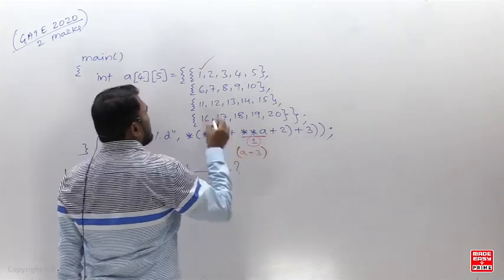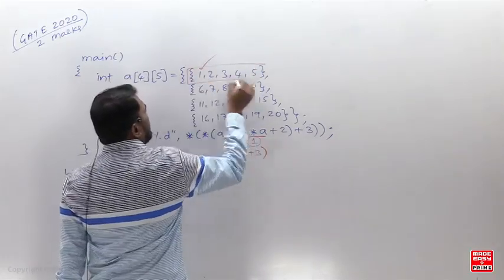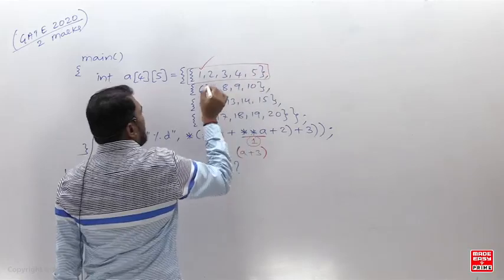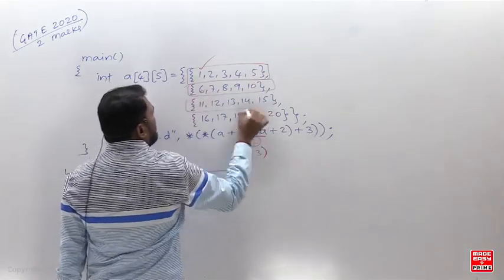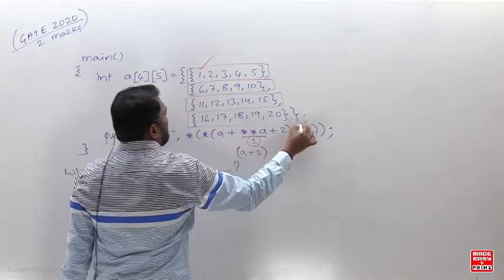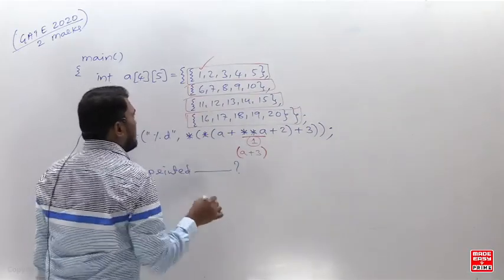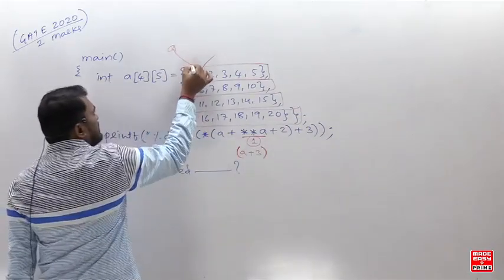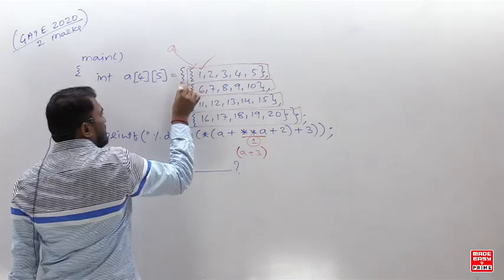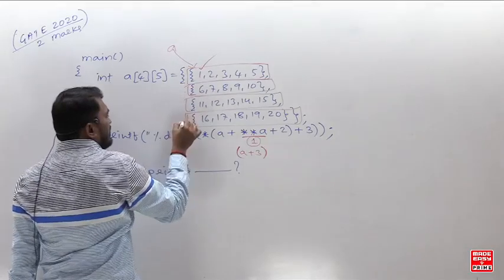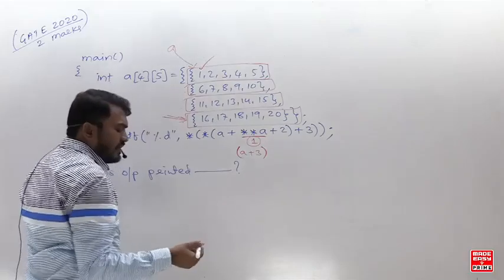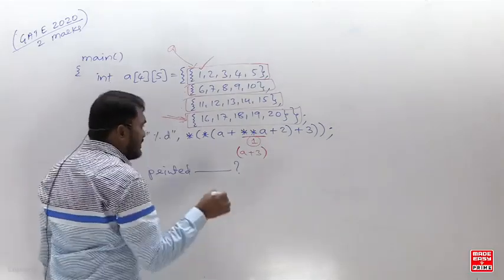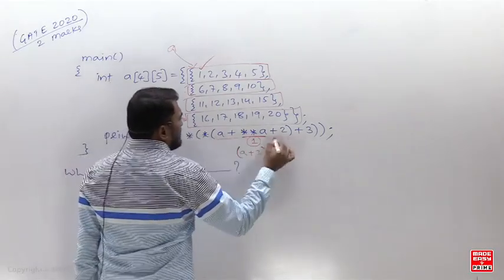A plus 3 means what? A means it is the 0th 1D array. A plus 1 means the first 1D array. A plus 2 means the second 1D array. A plus 3 means the third 1D array. Is that clear? So a is pointing to the 0th 1D array. A plus 1 means here. A plus 2 means here. A plus 3 means here. A plus 3 means it is pointing to this.